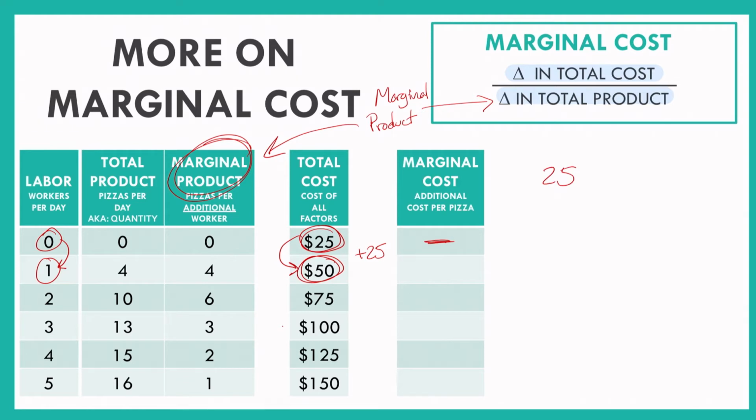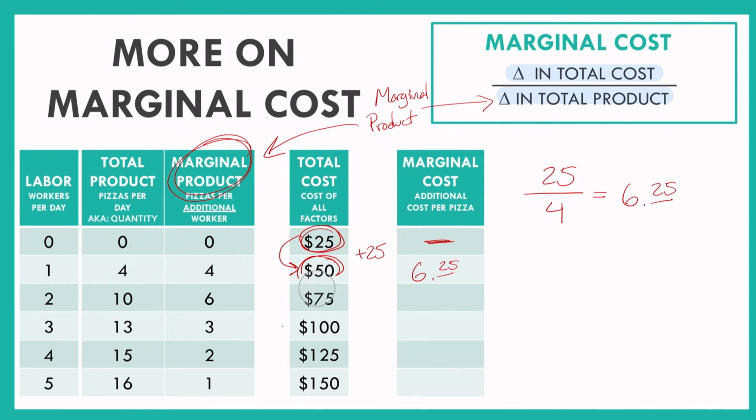We got 25, and we divide that by our change in our total product. And really what that's saying is, as we go from 0 workers up to 1 worker, what's happening to our total product? Our total product was at 0, and now our total product goes up to 4. So how much did it change by? Well, it changed by 4. And again, that's exactly what this marginal product is here. So we write 25 over 4, and 25 over 4 for us is going to equal $6.25. So we're going to write that right there as $6.25.